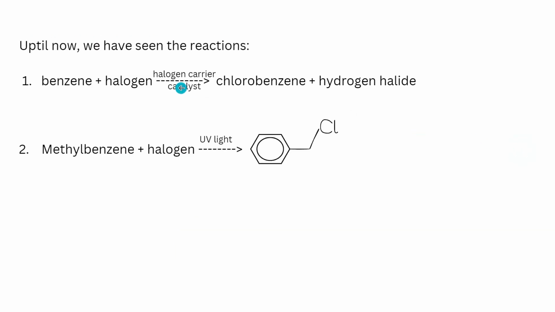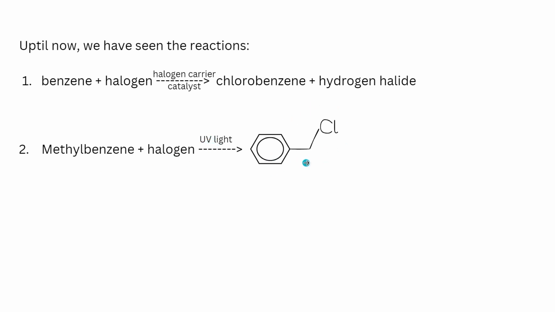Okay, up till now we have seen the reactions benzene plus halogen in the presence of a halogen carrier catalyst to form chlorobenzene plus hydrogen halide, and this is electrophilic substitution. And secondly, we have seen methyl benzene reacting with halogen in the presence of UV light to form this.